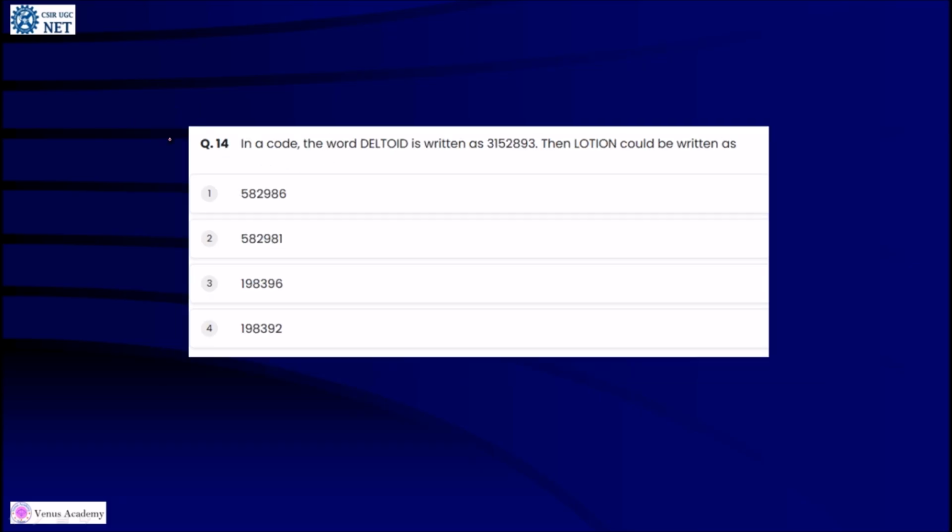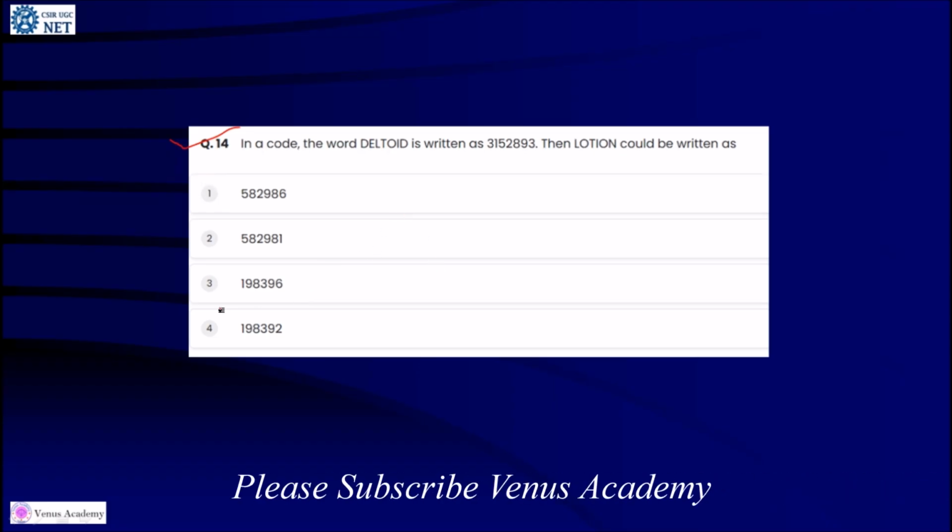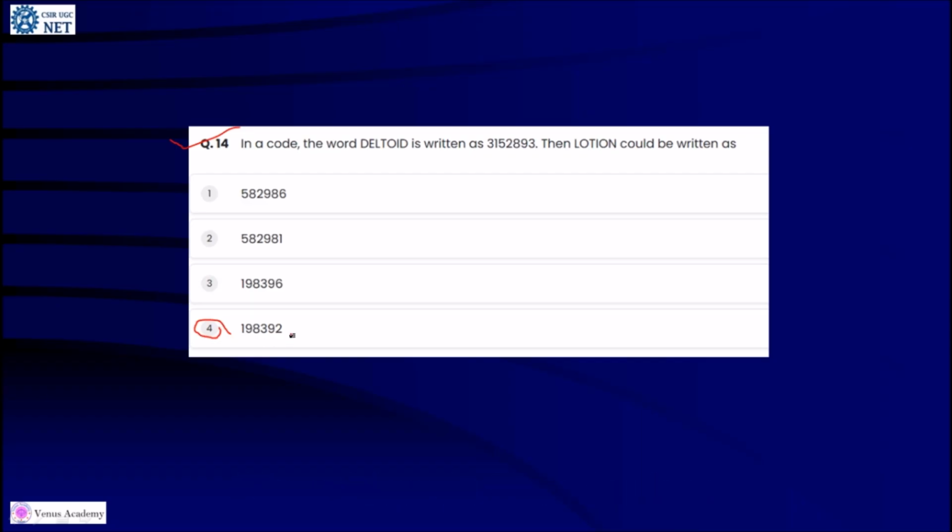Next. Question number 14. In a code, the word deltoid is written as 3, 1, 5, 2, 8, 9, 3. Then lotion, L-O-T-I-O-N, could be written as option number 4. It can be written as 1, 9, 8, 3, 9, 2. Option number 4 is the correct option, students.